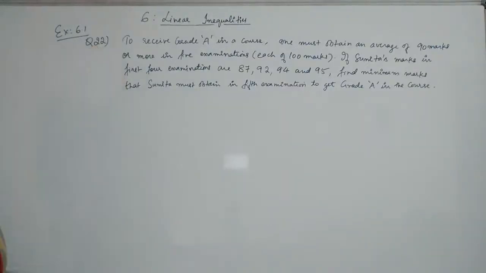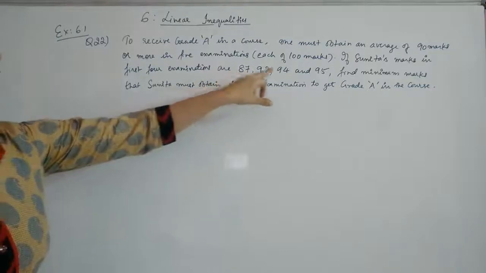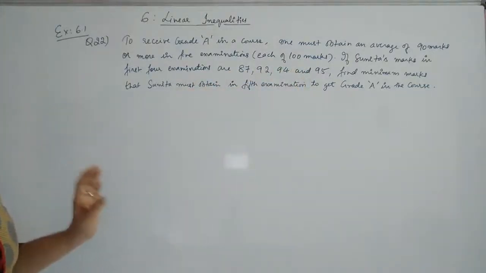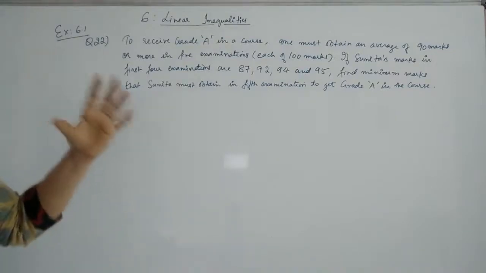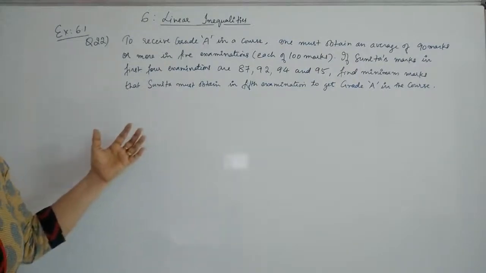Question number 22 is, to receive grade A in a course, one must obtain an average of 90 marks or more in 5 examinations, that is each of 100 marks. If Sunita's marks in the first 4 examinations are 87, 92, 94 and 95, find the minimum marks that Sunita must obtain in 5th examination to get grade A in the course. That means the average she should get with these 5 examination marks should be greater than or equal to 90. Minimum 90 marks. Average of 90 marks means that is a minimum thing. More than that, the person can get the average.